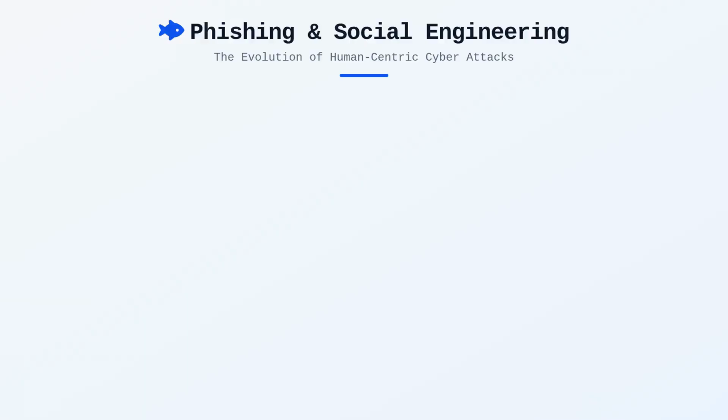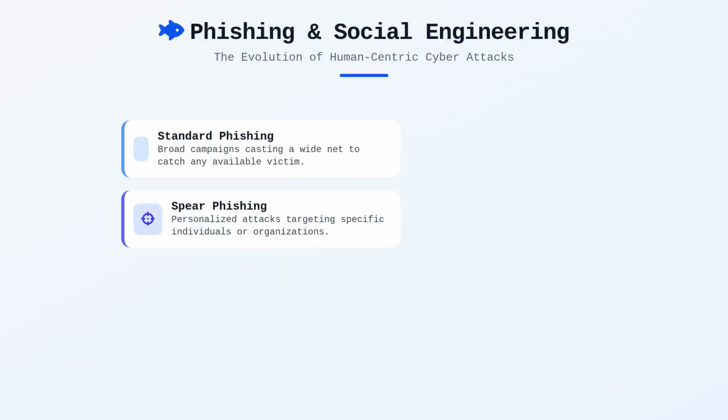Phishing remains the most prevalent digital medium for these attacks, scaling from broad campaigns to highly targeted operations. While standard phishing casts a wide net, spear phishing focuses on specific individuals or organizations by personalizing the communication. Whaling takes this a step further by targeting high-profile executives who possess access to sensitive financial or proprietary data.